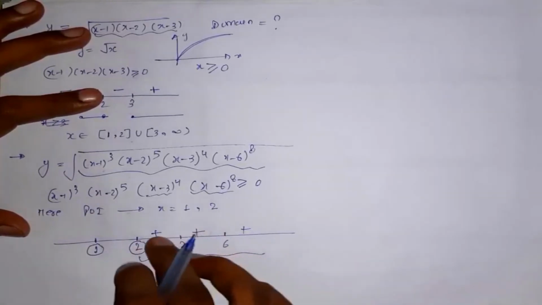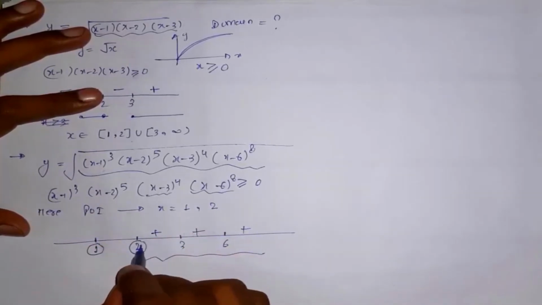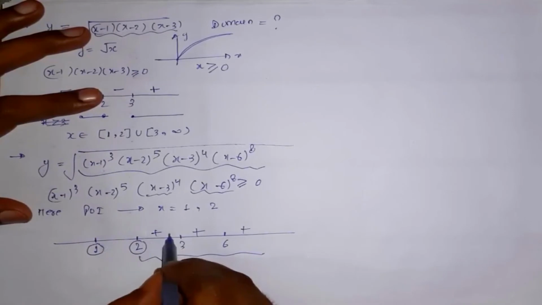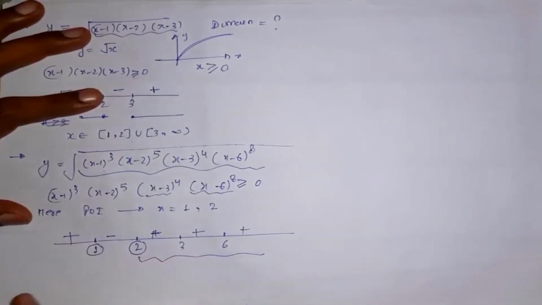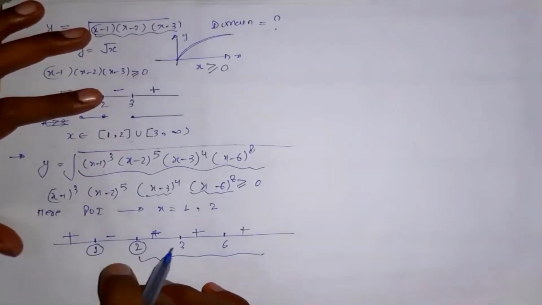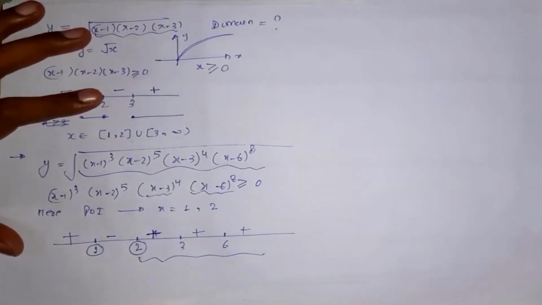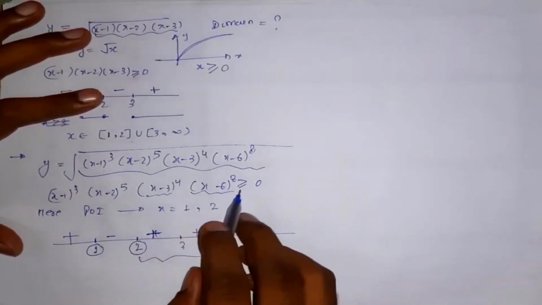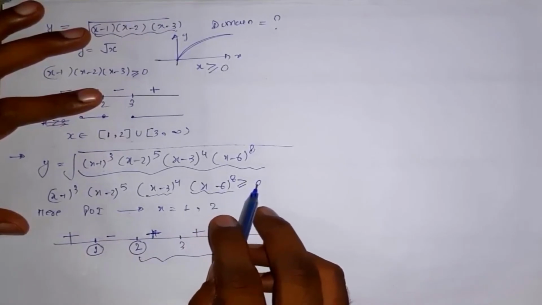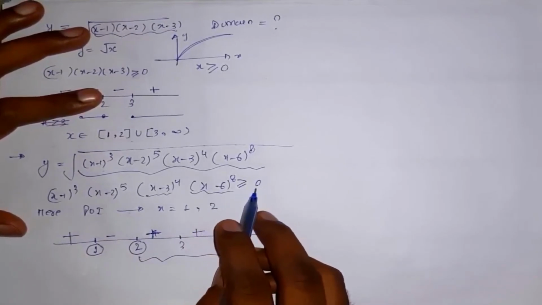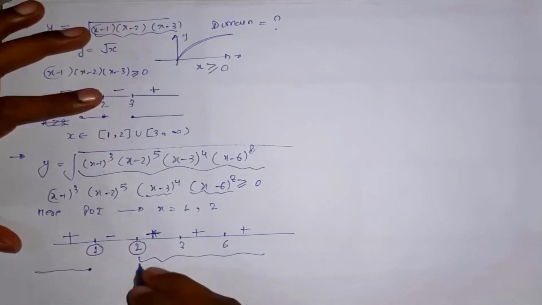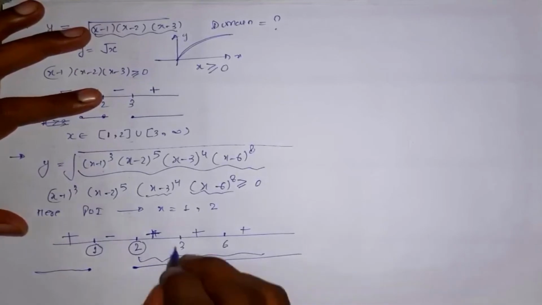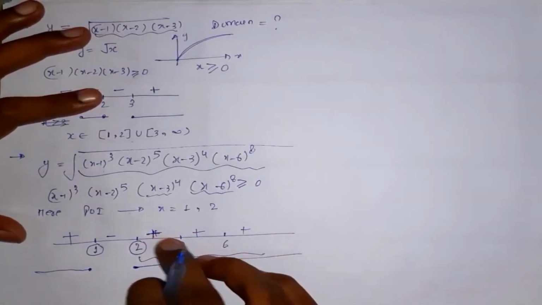Now at each and every point of inversion, the sign will change: positive, negative, positive. I hope it is clear to all of you. Now we need to calculate the values of x for which this inequality is satisfied. So we will take x equals 1 also, because these are the regions for plus.